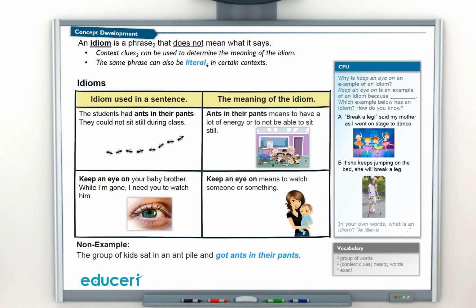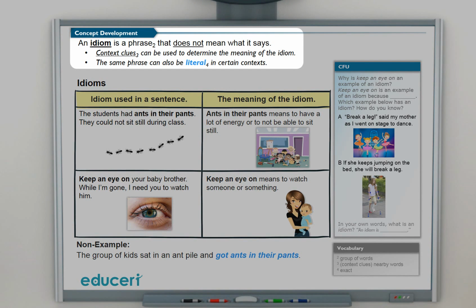Next is the Concept Development page. This lesson component is designed to define and clarify the major concepts of the lesson. The page begins with definitions of the concept and its critical attributes. The examples in the middle of the page go hand in hand with a concept definition or critical attribute.